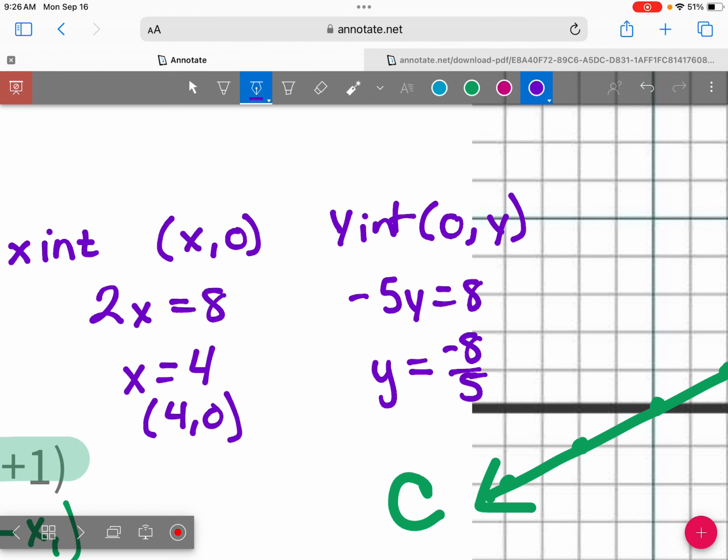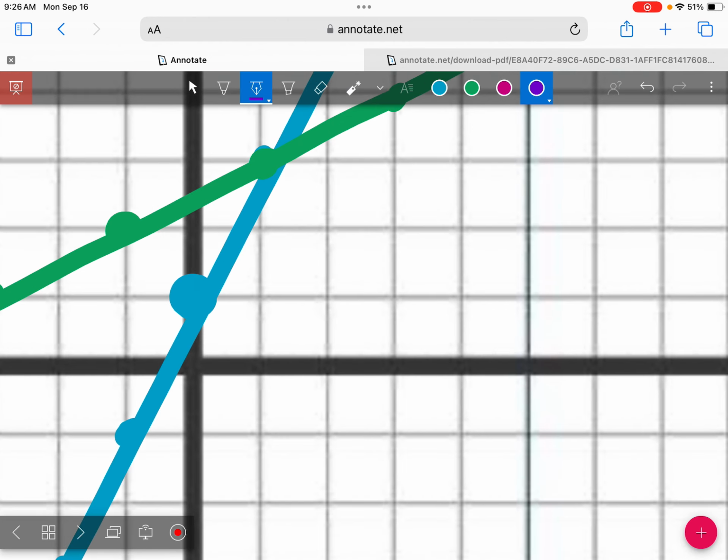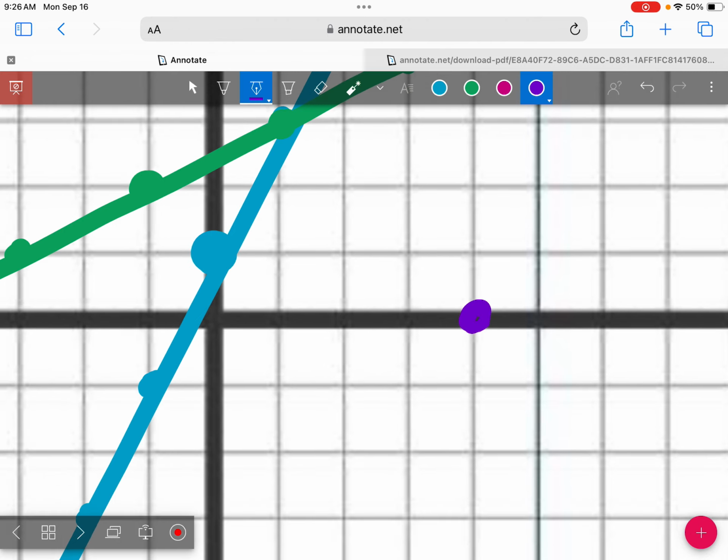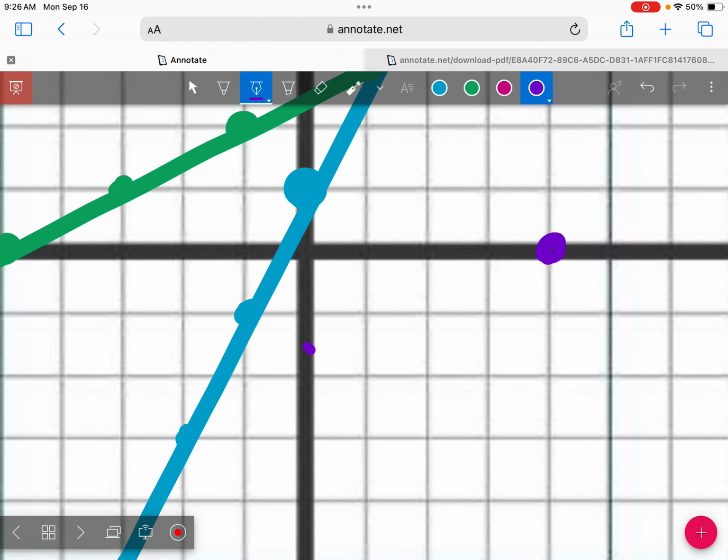So our X and Y intercepts, we have 4, 0, and we have negative 8/5. About, what is that decimally? Negative 1.6-ish, because it would be 3/5 left, which would be 6/10. So negative 1.6, so a little bit over 1.5.